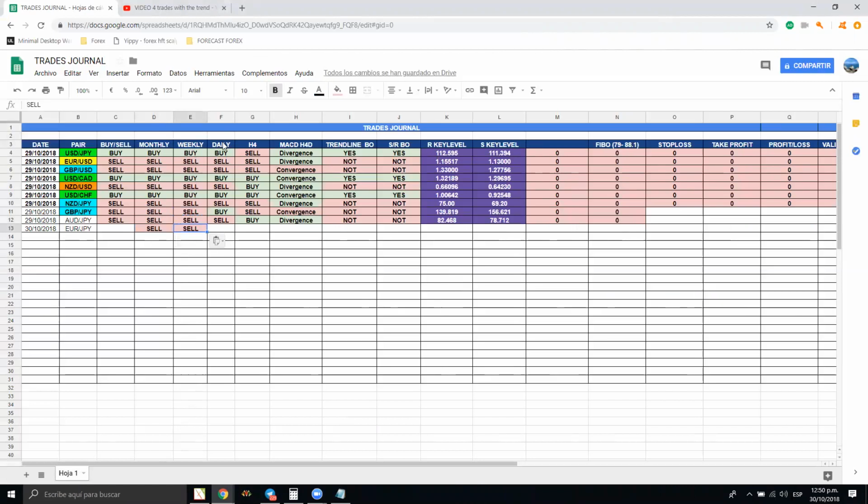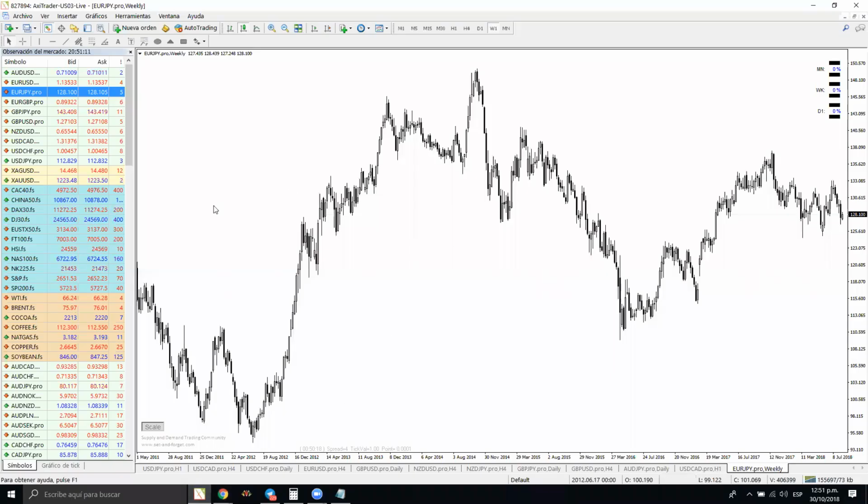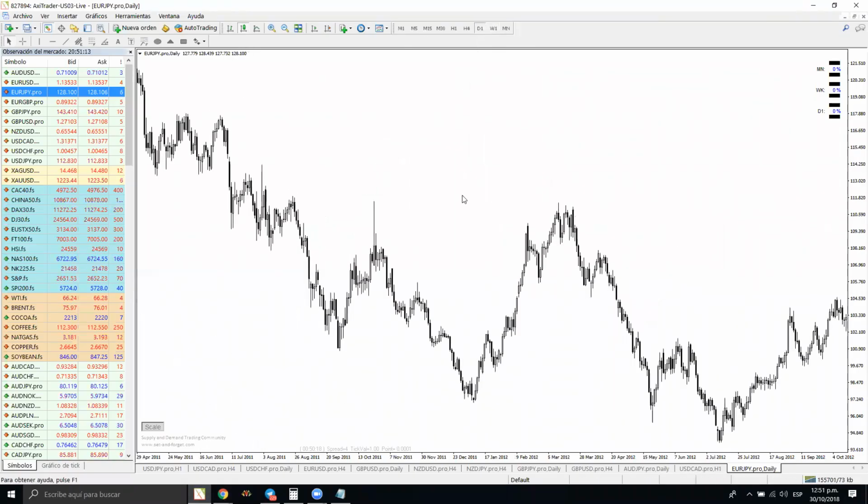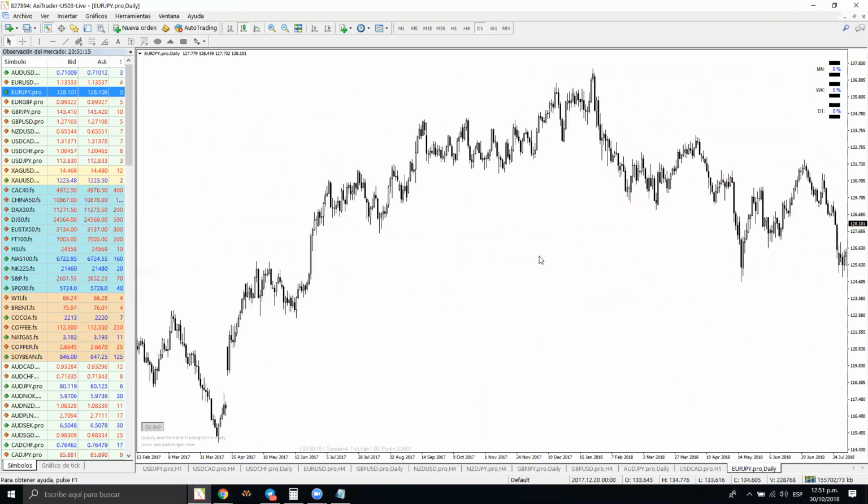Okay, now let's go to make price structure for daily. We are not trading, we are not doing anything. This is our journal for half information in daily chart. Okay, now let's go into daily.